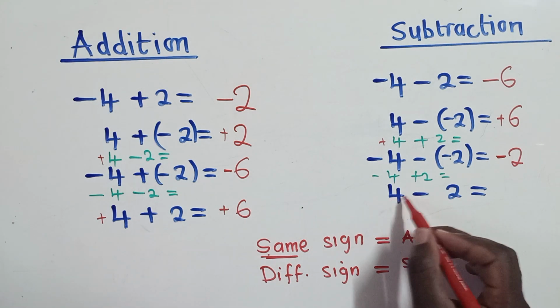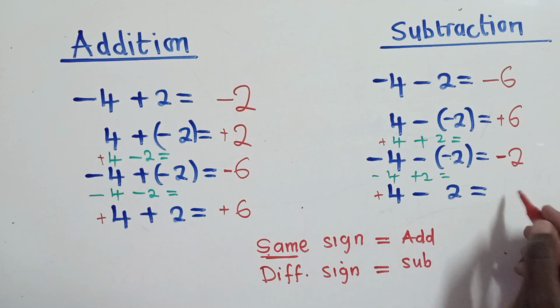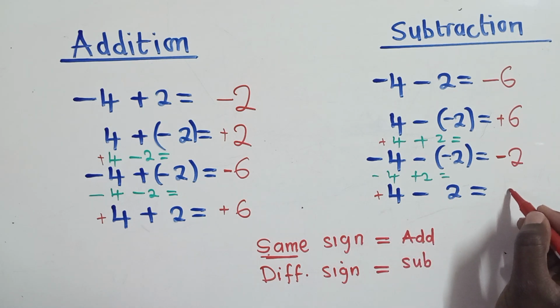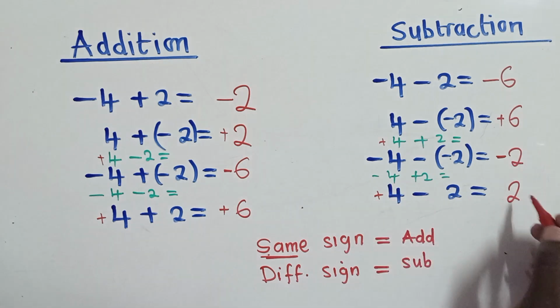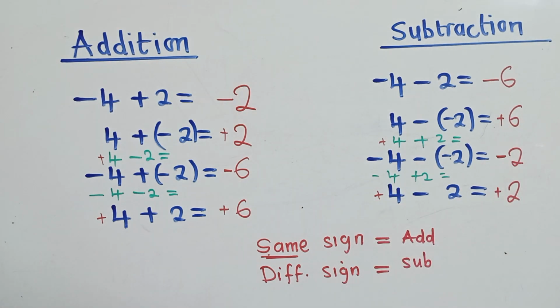Here the same, we subtract because we have a positive here, a negative, we subtract, and it will give us a 2. We check the sign of the bigger number, it's positive, right? Positive. So this is how you deal with the positive and negative signs.